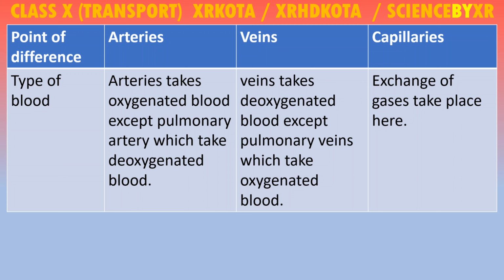Oxygenated blood is red in color. And the veins are carrying deoxygenated blood, which is blue in color. And capillaries are actually standing between arteries and veins. Okay, so that's the type of blood which they carry.